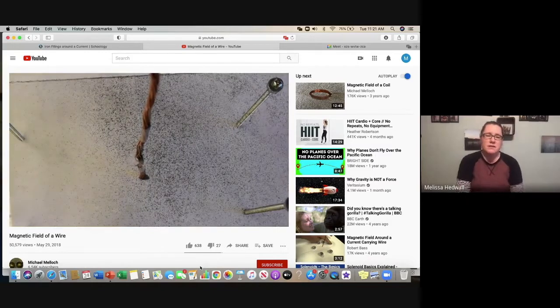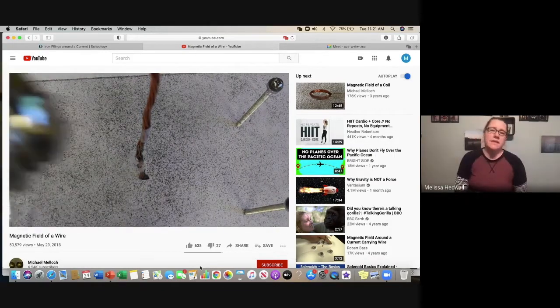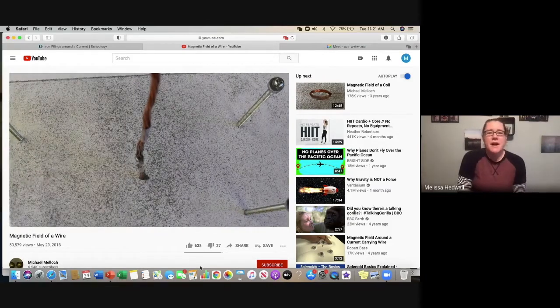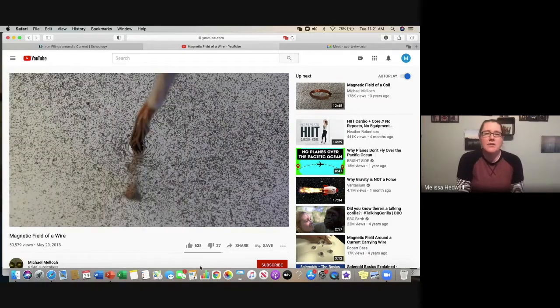So it just sort of looks like a little bit of whatever. It's iron filings. It's nothing super fancy. And so he'll put that current through there. When they're on, normally there's no pattern to it, but you can see on here that he's starting to get some circles formed.